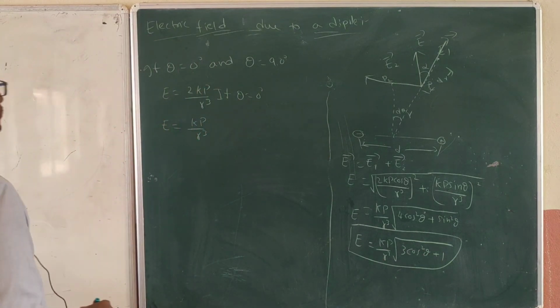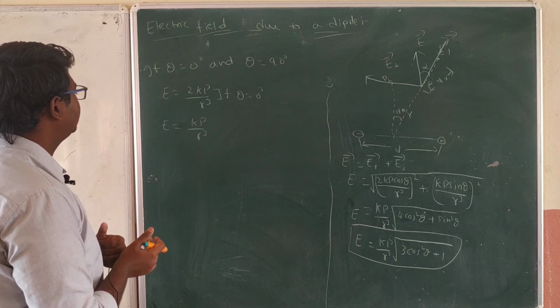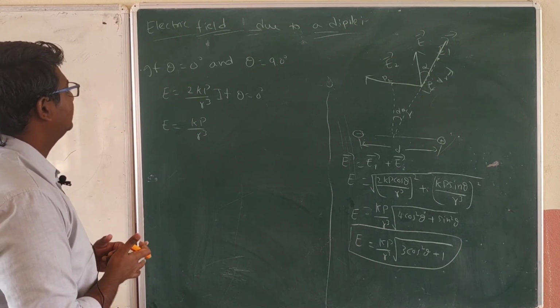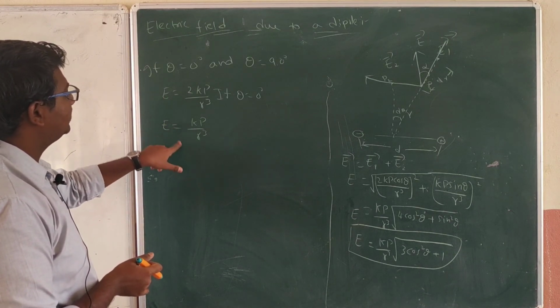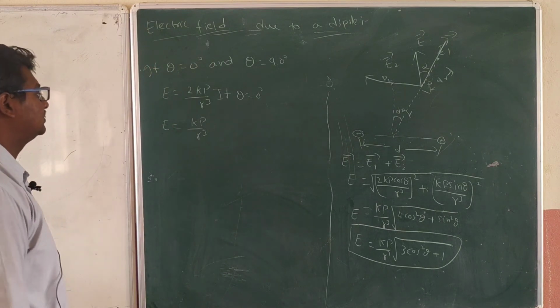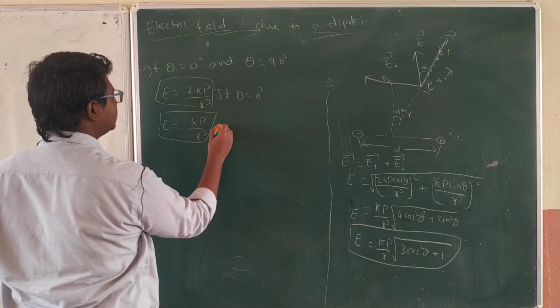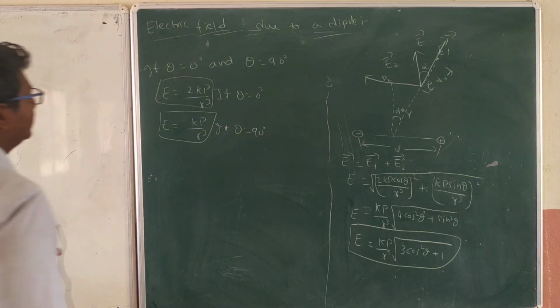It means simply we have to say at 0 degrees the electric field will be double. The electric field due to a dipole will be double when compared to the electric field on the equatorial line. That's it. These are simply the two special cases, the second being if theta equals 90 degrees. That's it.